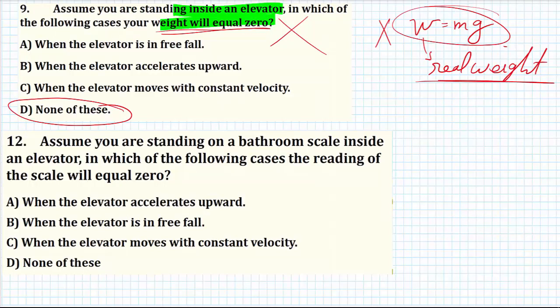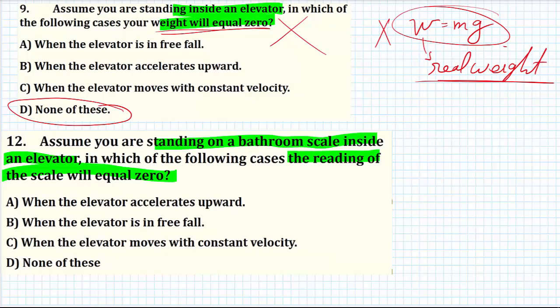The other one: assume you are standing on a bathroom scale inside an elevator. In which of the following cases will the reading of the scale equal zero? So this is a different case. He's now asking about the reading of the scale. Okay, so you need to draw a free body diagram. We have the weight, W, equals mass times gravity. And we have the normal reaction of the scale. I will call it R. And the reading of the scale is this R. This normal reaction is the reading of the scale.